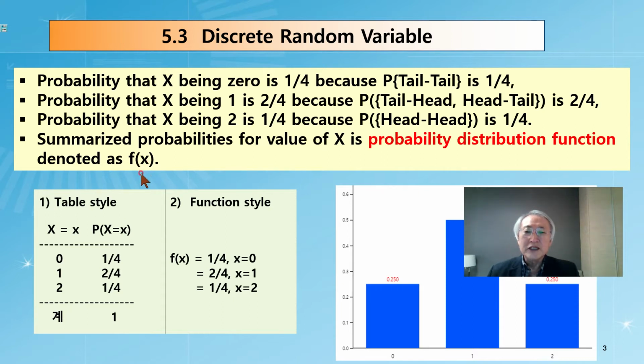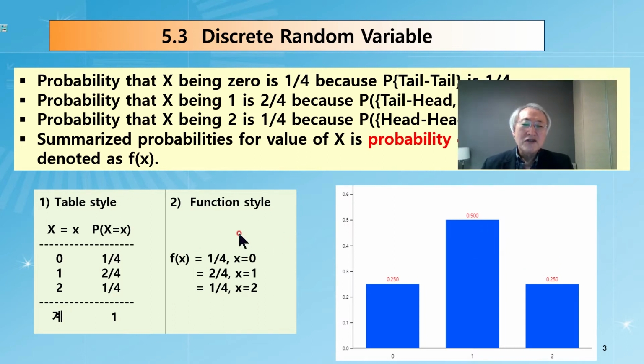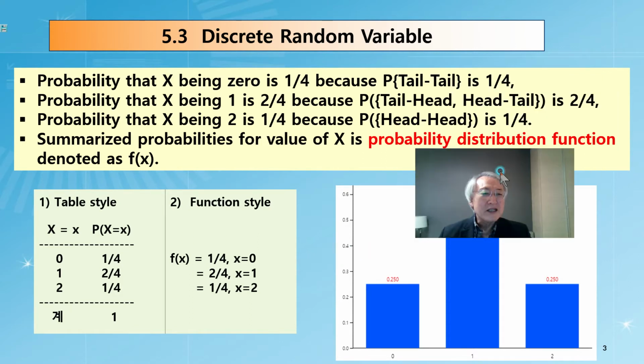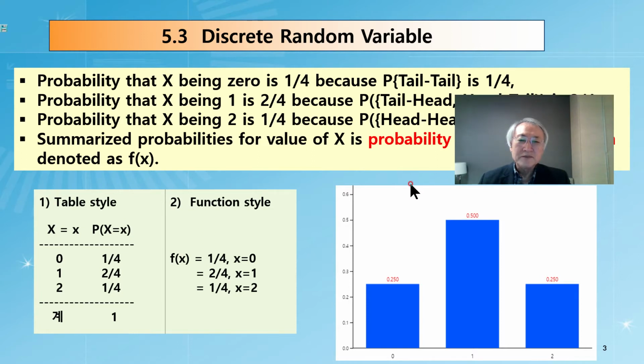We usually denote it f(x). You may write it down in mathematical form. This is actually the same thing. Graphically, this function is represented like this: 1/4, half, another 1/4, for 0, 1, 2. This is the random variable and the corresponding probability distribution function.